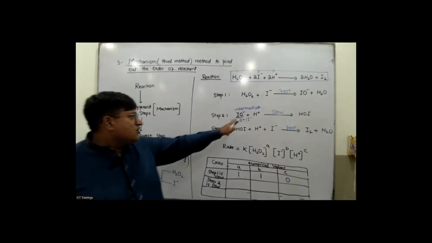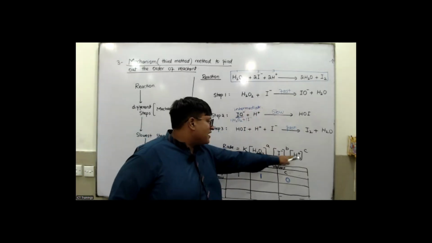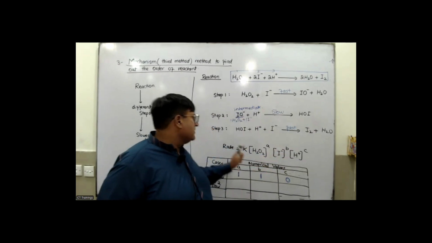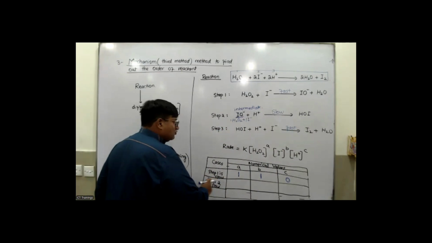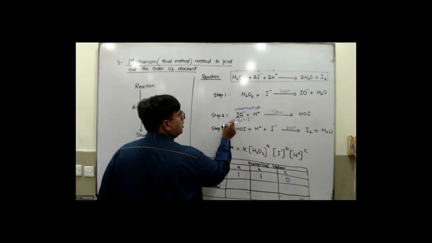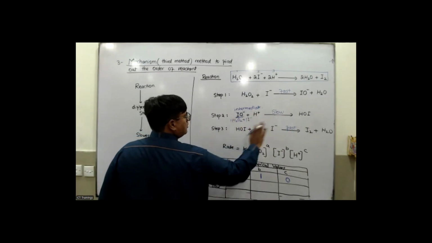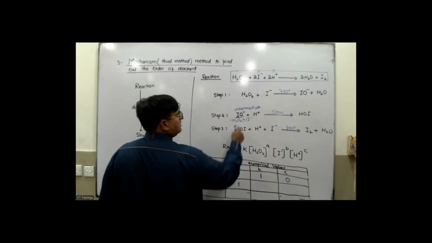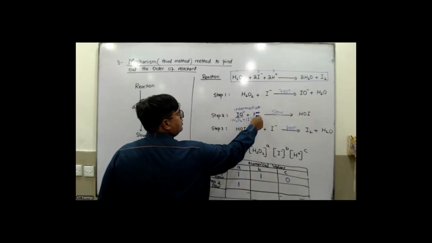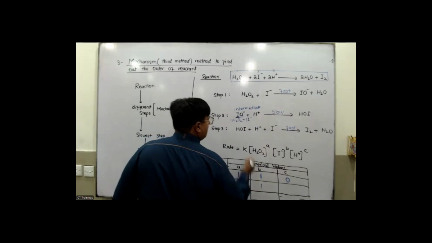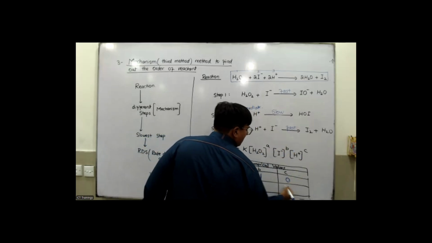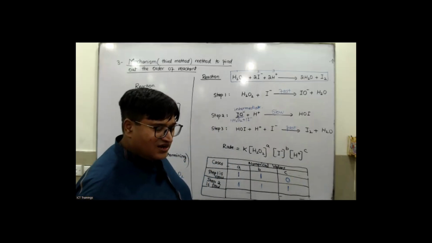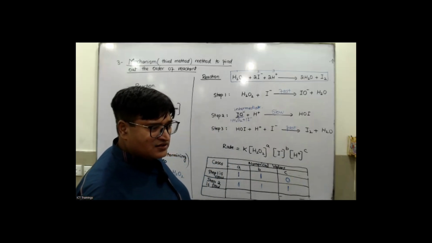Now H positive is part of the reactants. So what should you do? If you take step 2 as slow, H2O2 has 1 mole, so 1. I minus only 1 mole is present, so 1. H positive, 1 mole is present, so it gets 1 as well. Online students, did you get it?